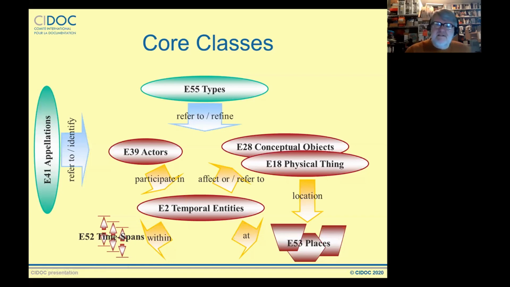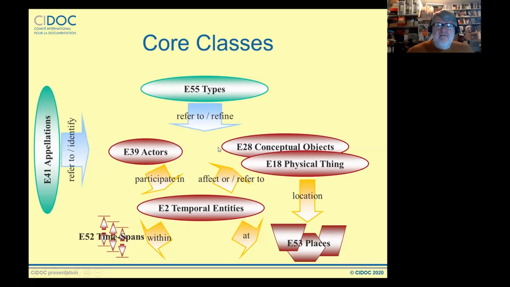Now, there are two things that I've already mentioned that we do a lot of. The first of those is we name things. So this idea of adding appellations to everything that we document. Giving names to things is one of those key human characteristics. And the other thing we do is we classify things. We put things in immaterial boxes. We say that they belong to a particular class. And that's what E55 types are for.